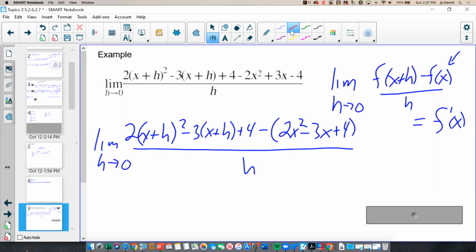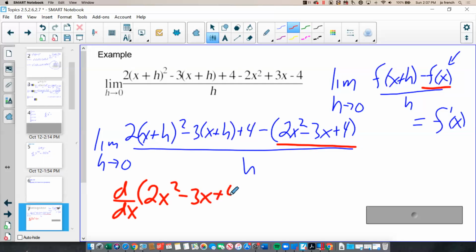Now, this last piece in the parentheses is my f of x. So this question is actually asking me, what is the derivative with respect to x of 2x squared minus 3x plus 4? And that means we can apply the power rule. The derivative of 2x squared using the power rule is going to be 4x. Bring down the exponent, multiply it times the 2, 4x, leaving me x to the first, 2 minus 1.